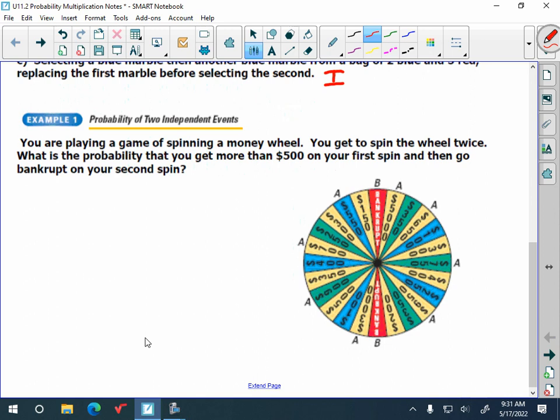All right, so let's do this first example. We spin this money wheel, we're going to spin it twice, and we want to find the probability that you get more than $500 on your first spin, and then go bankrupt on the second spin. All right, so what happens on the first spin has no effect on what's going to happen on the second spin. They're totally independent of each other. All right, so we're just going to find the probability of each one, and then we multiply them together. All right, so the first thing we got to do is figure out what our sample space is. How many total spaces are there? All right, and so we go around and just count how many spaces there are. I think there's 24.